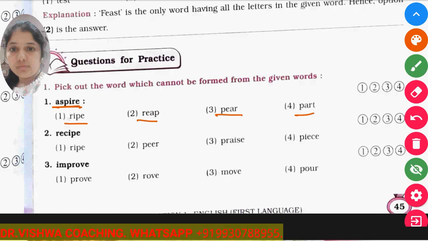If you look carefully, ripe, there is RIPE, the letter used, which are there in the aspire. Reap also formed by the same letters which are there in the aspire. But if you look carefully in part, there is a letter T which is not there in the aspire word. So the word which is not formed is the word part. So option number 4 is the correct option here. Okay. Now the next one.